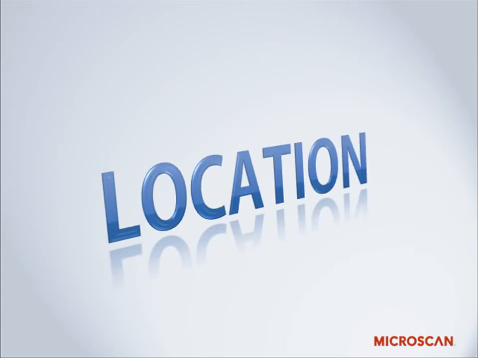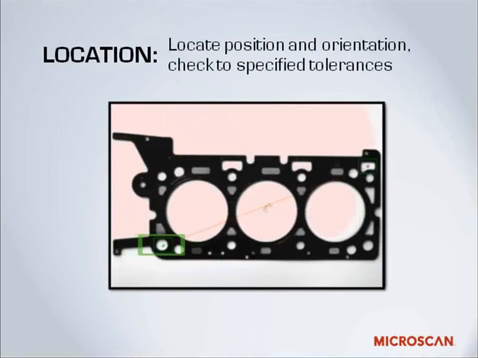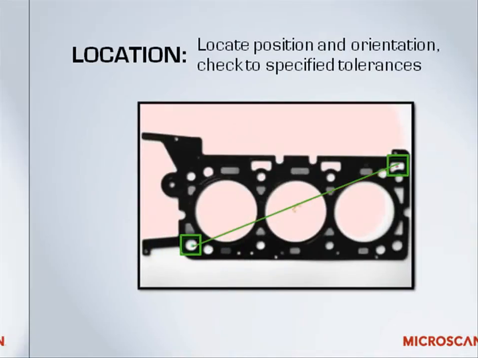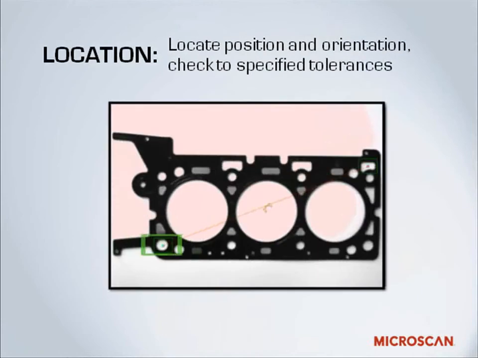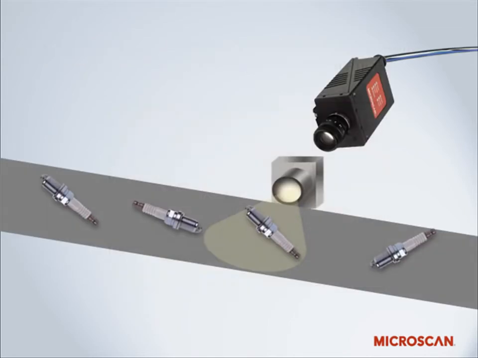This may be done for several reasons. We can locate the position and orientation, and then check that to a specified tolerance. So, in other words, you're looking at the part to make sure that it's at the correct angle, and using that as a reference point to verify proper assembly. You can also use this for alignment to other machine vision tools.